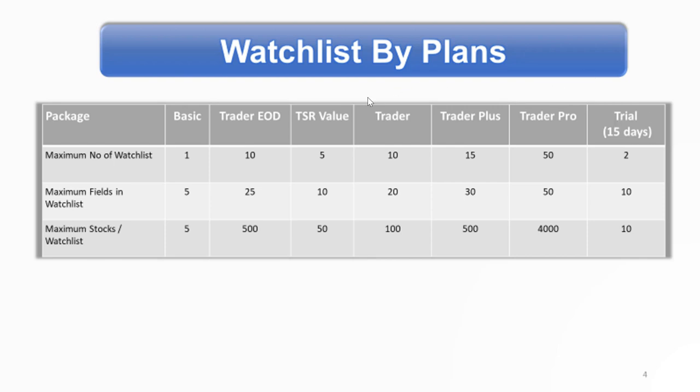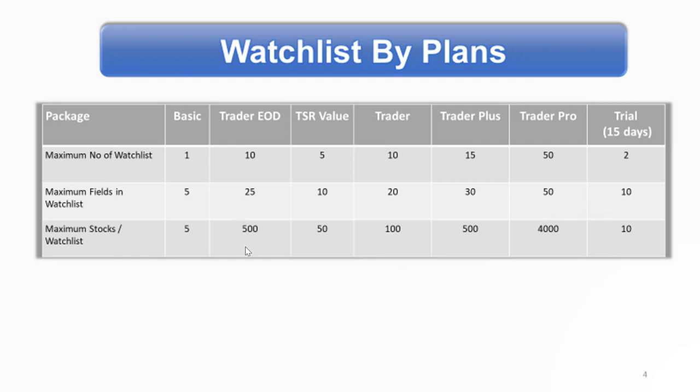So on the header you'll have all the packages, and in the first column you'll have the features. The quota is mentioned either in the form of a number, or, if it is a different kind of feature access, it's mentioned in the text. So in the watch list, these are the number of watch lists that you can create plan wise, the maximum number of fields you can add, and the number of stocks you can add in a watch list.